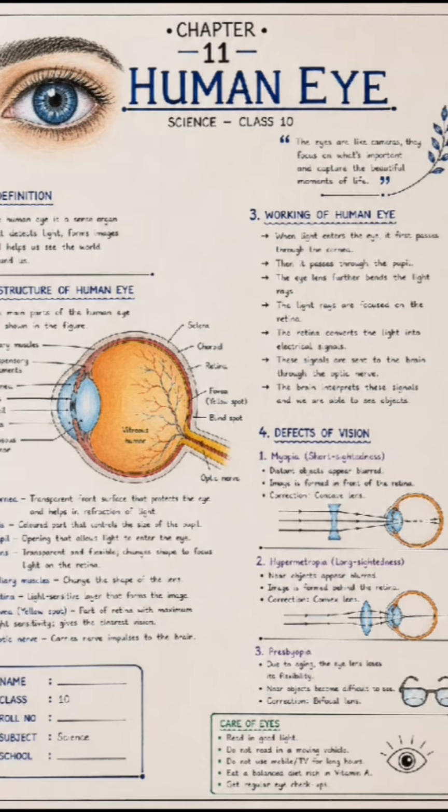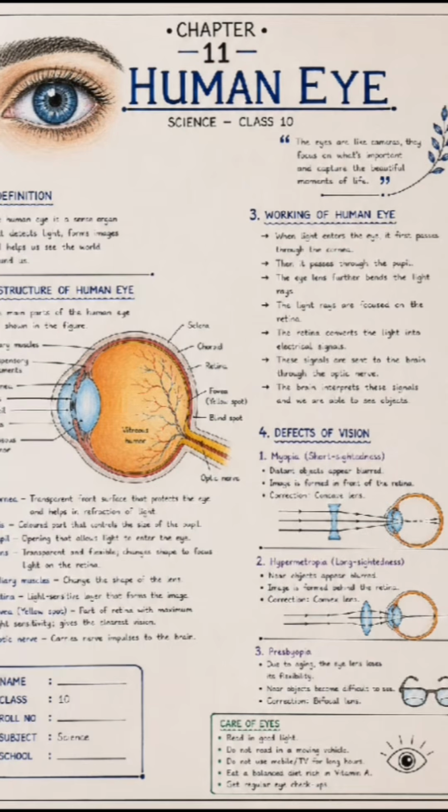4. Pupil. Small opening at the center of the iris. Allows light to enter the eye. Enlarges in dim light and contracts in bright light. 5. Eye lens. Transparent and flexible convex lens. Focuses light rays on the retina. Changes its curvature for near and distant vision.